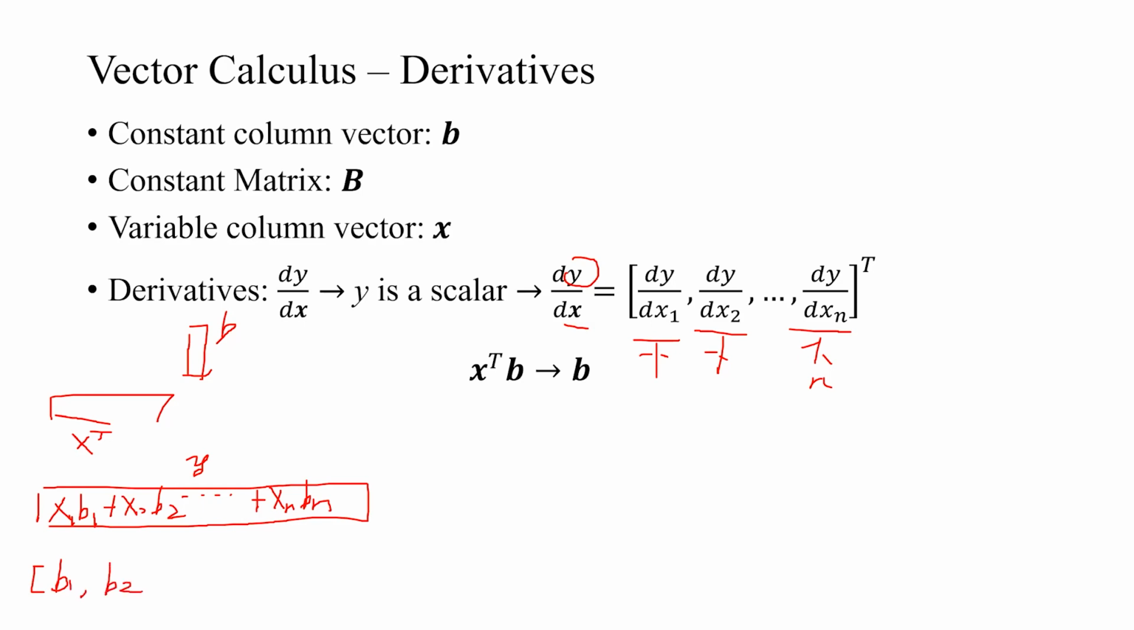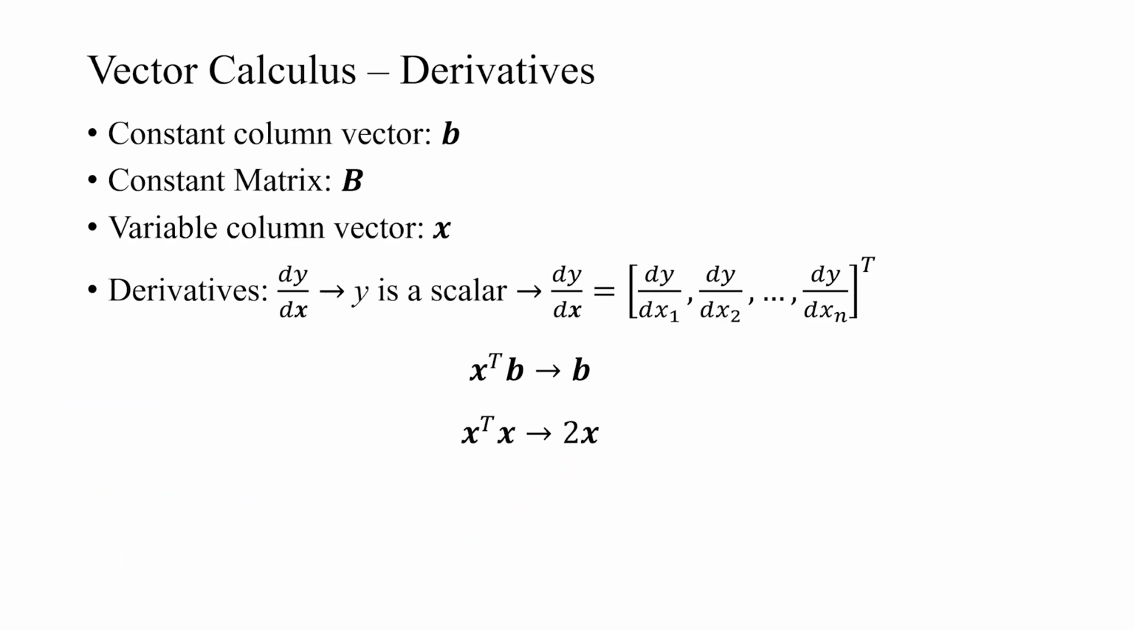And in the first, second entry, take the derivative of x2, becomes b2, b3, and become bn. And you take the transpose of it, which is b here. And we can also explain why x transpose times x, the derivative of x transpose x, is 2x, because this will become the summation of x1 squared plus x2 squared plus x3 squared plus xn squared. This is the result. It's the scalar.